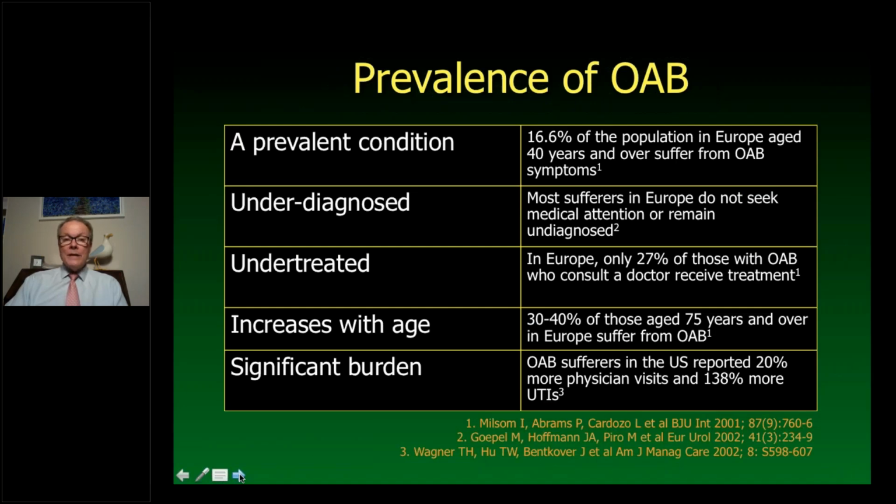What do we know about overactive bladder? Well, we know it's a prevalent condition. Around 17% of the population in Europe and North America will have symptoms. It may be underdiagnosed and undertreated, and in Europe, only around a third of those patients with overactive bladder symptoms will consult their doctor and receive appropriate treatment. Overactive bladder tends to increase with increasing age, and therefore it represents a significant burden both in primary and secondary healthcare.